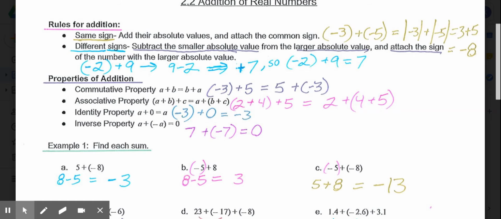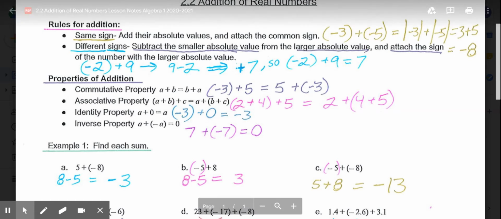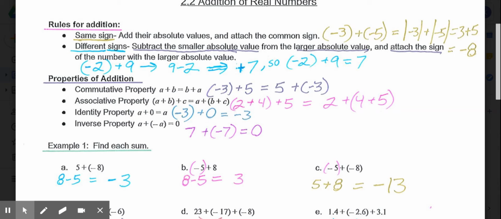Now the kind of new rule would be the addition rule if our two numbers have different signs or different values. So the rule is if we have different signs for addition, so a negative plus a positive, you subtract the smaller absolute value from the larger absolute value and attach the sign of the number with the larger absolute value. So in other words, if we have something like a -2 plus a 9, we want to change it to subtract the smaller from the larger. So 9 minus 2 is a +7.